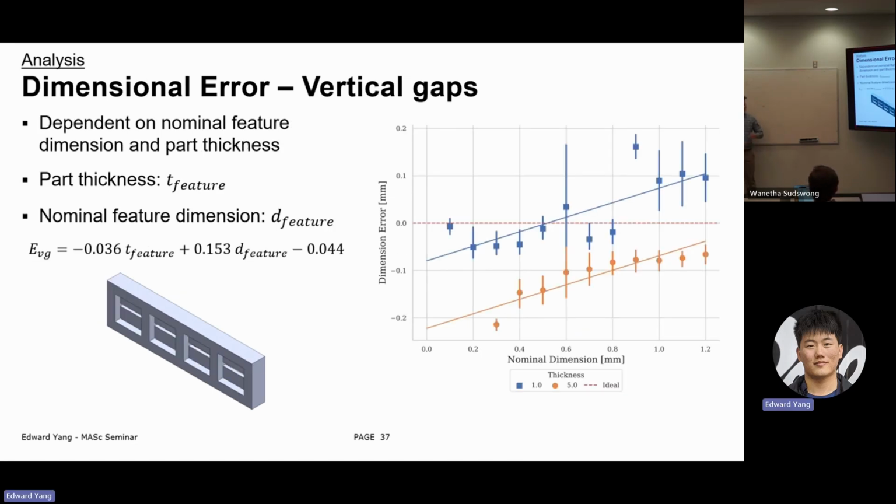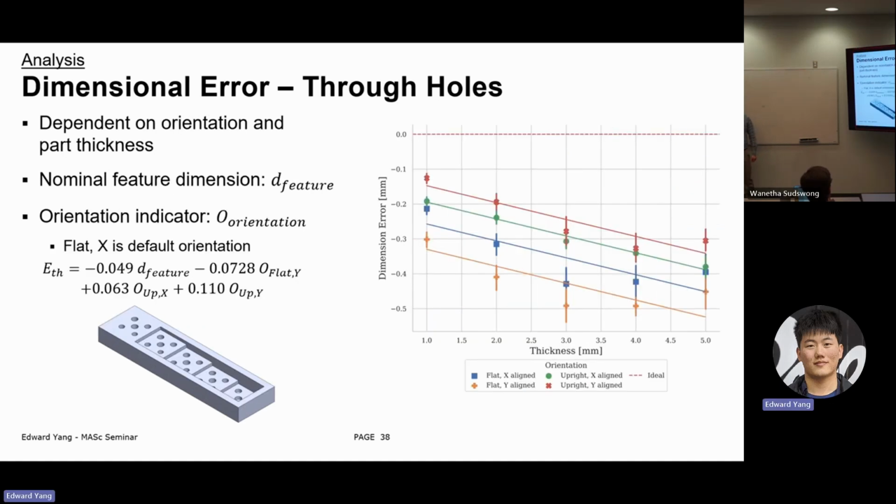For vertical gaps, things get a little bit more confusing. There is a significant effect of both the nominal feature dimension and the part thickness on the error. And for these, the error actually crosses over from both negative to positive. So this is possibly due to the fact that these were printed in that vertical orientation. We're seeing some different effects happening from that as well. And as for the through holes, these were dependent on orientation and part thickness, and the linear regression is as follows, showing the effects for that.